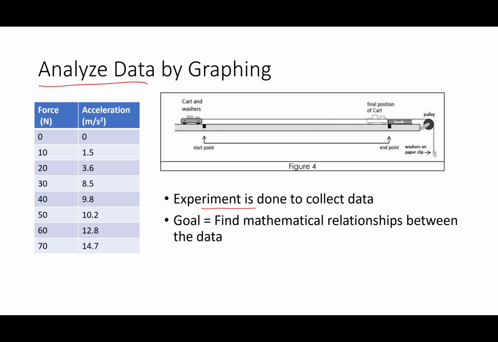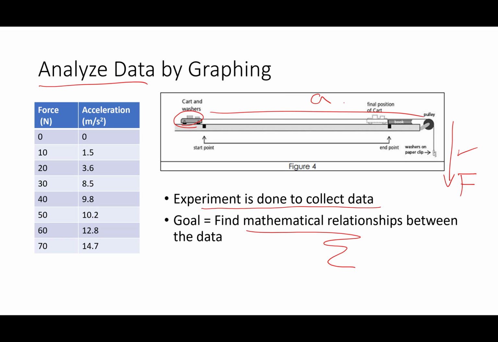When we do an experiment, we're doing it to collect some sort of numeric data. And the purpose is we want to find the mathematical relationship between the measured quantities. In the experiment described here, a force is applied to a small cart and it is accelerated. Now, if you just look at the numeric data, you might say, hey, as the force gets bigger, the acceleration gets bigger. But the question is, what is the relationship?